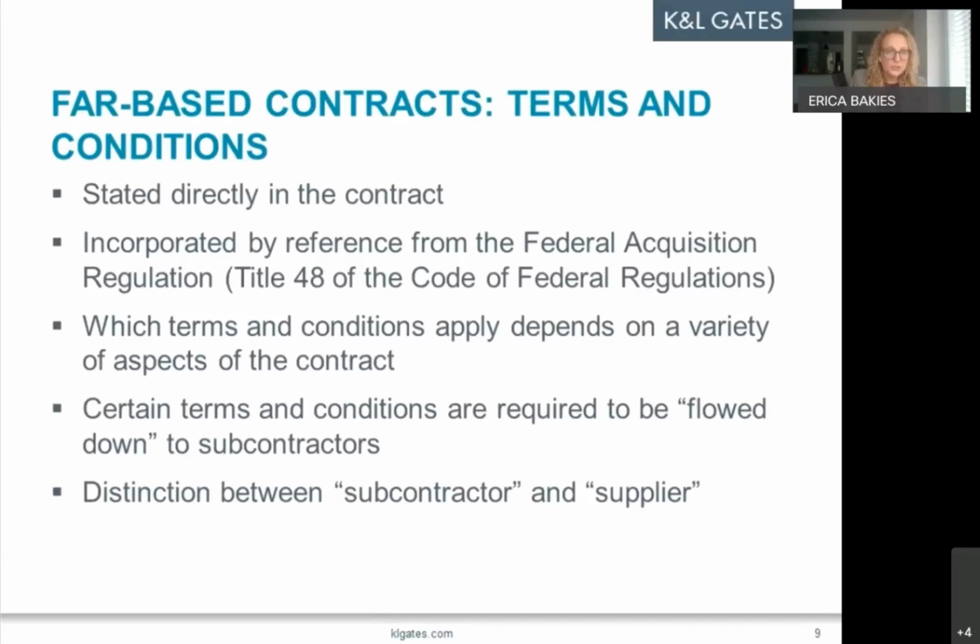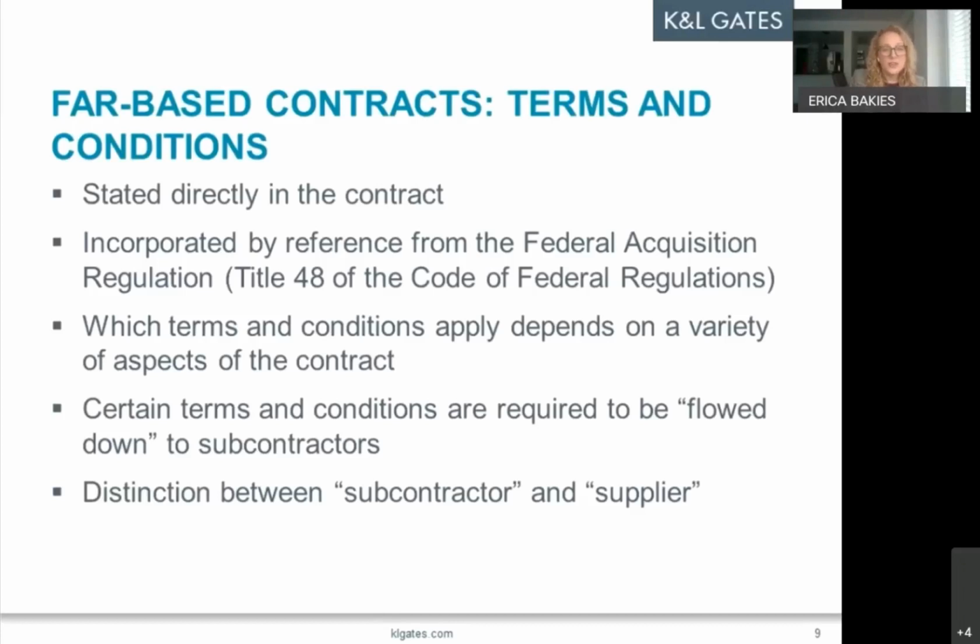So to perform government contracts, prime contractors, so the entity that's in contractual privity with the government, will often rely on the use of subcontractors. And as a result, in order to implement its objectives even further, the government will require those FAR clauses to be included or flowed down to subcontractors.